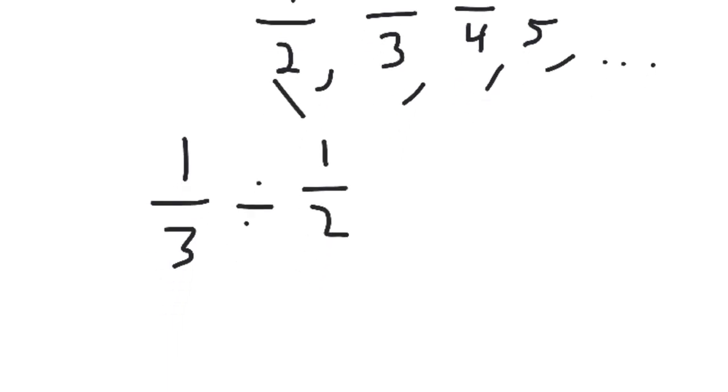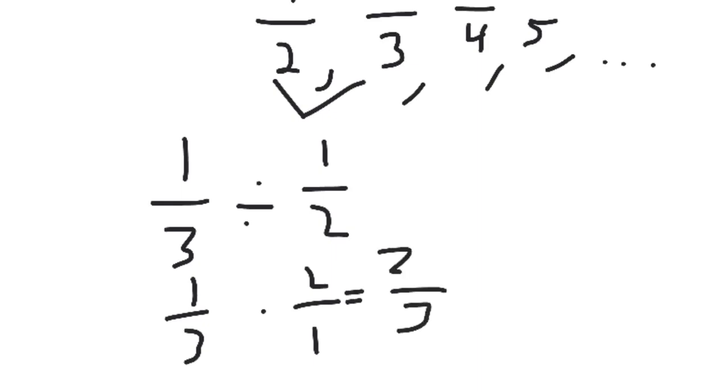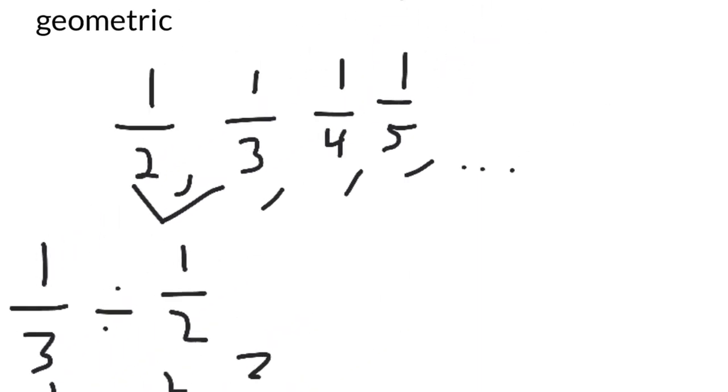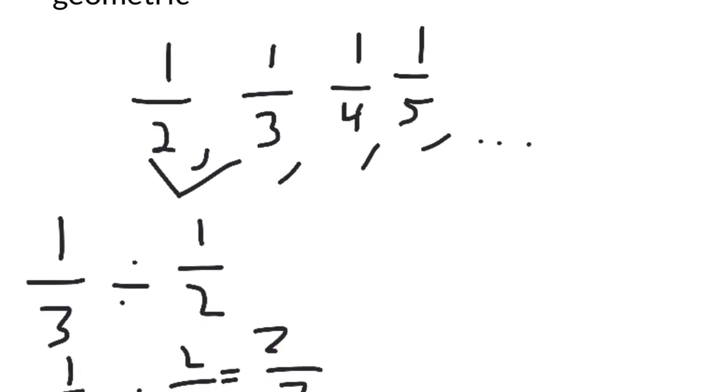So between these two terms here, 1/3 divided by 1/2 gives us 1/3 times 2/1. We flip and multiply, so we get 2/3 for a ratio between those two. And you can see that because if you do 2/3 times 1/2, it gives you 1/3.